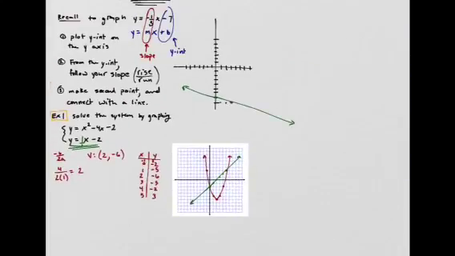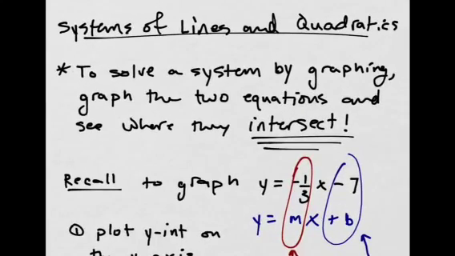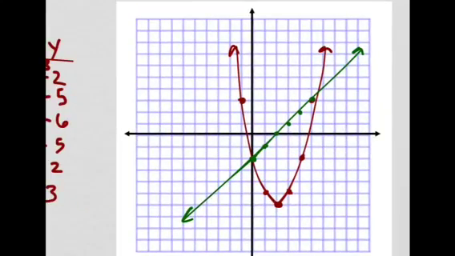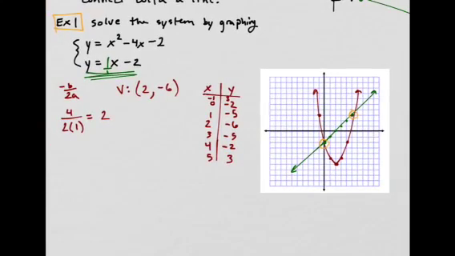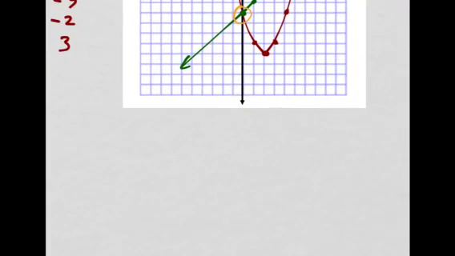So my solutions to this, where did it say? To solve a system by graphing, graph the 2 equations and see where they intersect. Well, these 2 intersect here and here. So my points of intersection, which are also my solutions, I shall write down. So POI, points of intersection.